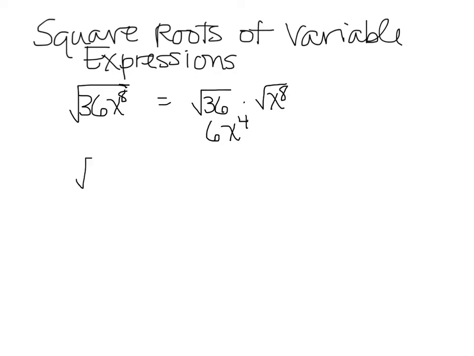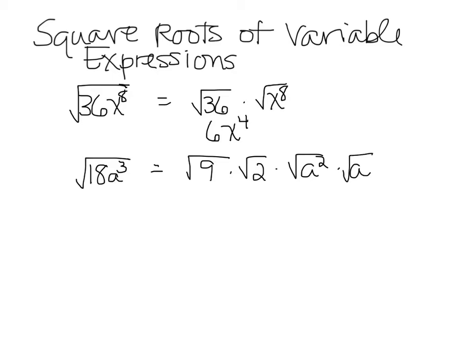Similarly, if I say the square root of 18 a to the 3rd, I know that's the square root of 9 times the square root of 2 times the square root of a squared times the square root of a. I'm separating these out because I want to get the exponents to be even and as big as possible. Square root of 9 is 3. Square root of 2 is root 2. Square root of a squared is a. And the square root of a is root a. So this comes out to 3a root 2a.